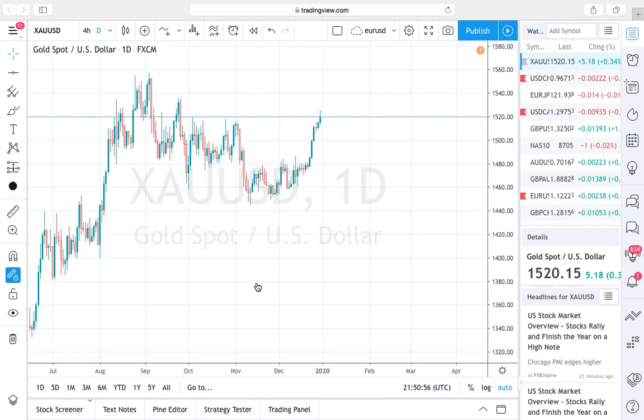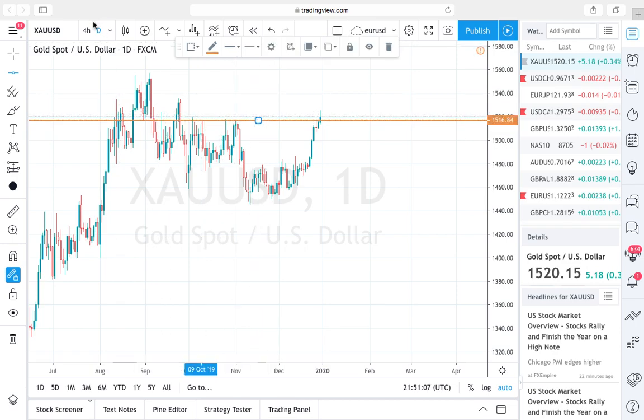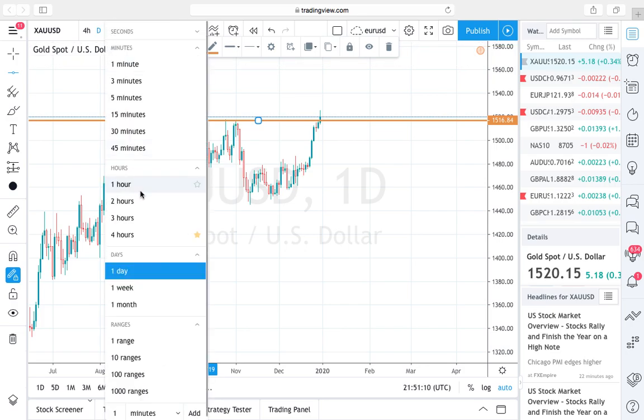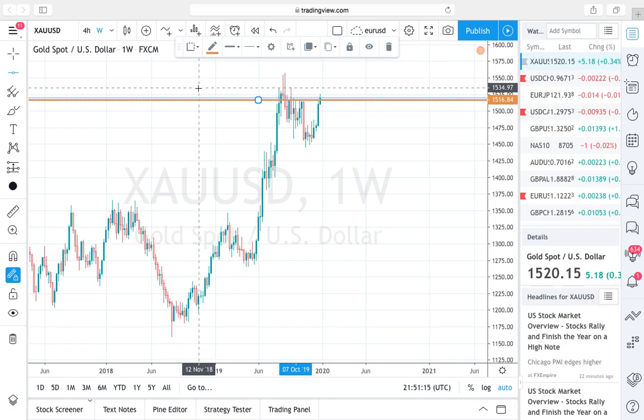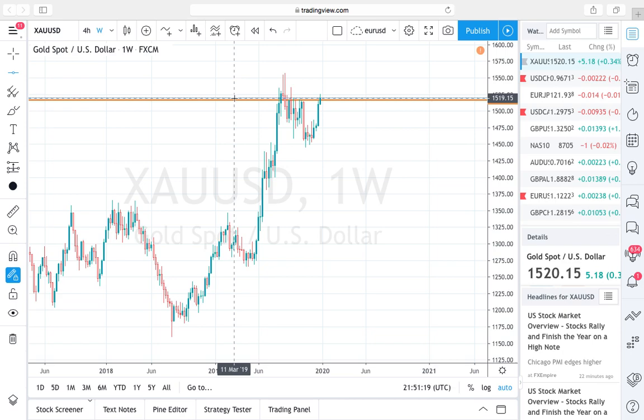So yeah, basically we just look for points where the market failed to break. So for me this would be a good point, and I start drawing my support and resistance on the weekly time frame. I actually made a mistake by drawing on the daily, you know, so I delete the lines that I just added.